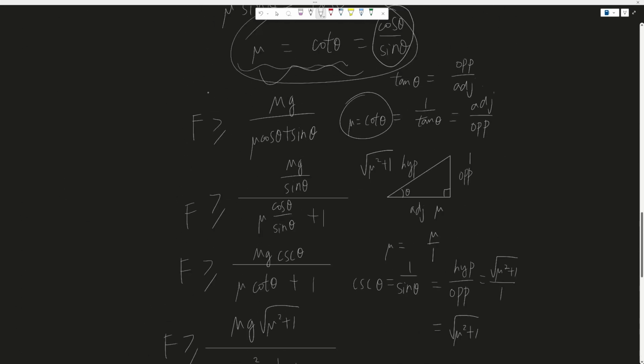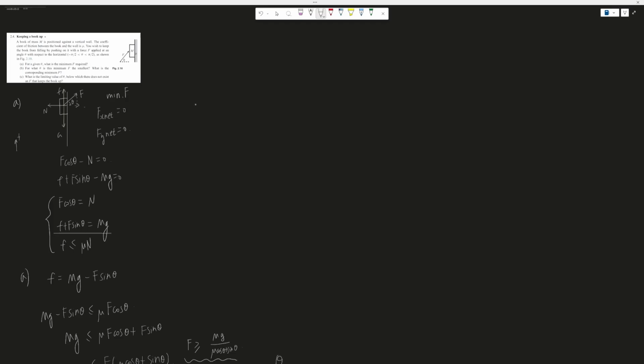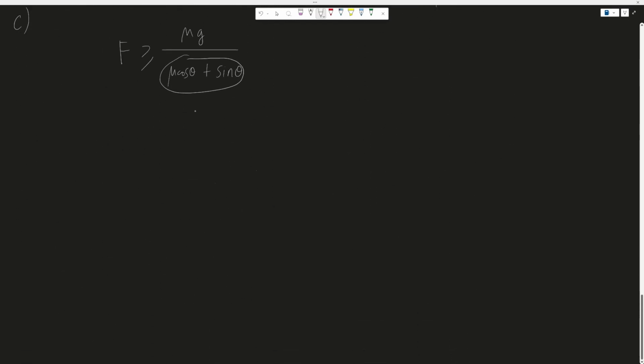For part C, the question is asking us, what is the limiting value of theta, below which there does not exist an F that keeps the book up? So let's think about it. What do we know? What are the conditions that F needs to satisfy? So what is F? Let's recall that. Well, F is the force that we use to push this book right upward. And so we know that this force must always be positive, right? Because if it's negative, that means you're pushing it, but to the left somehow, which is impossible.